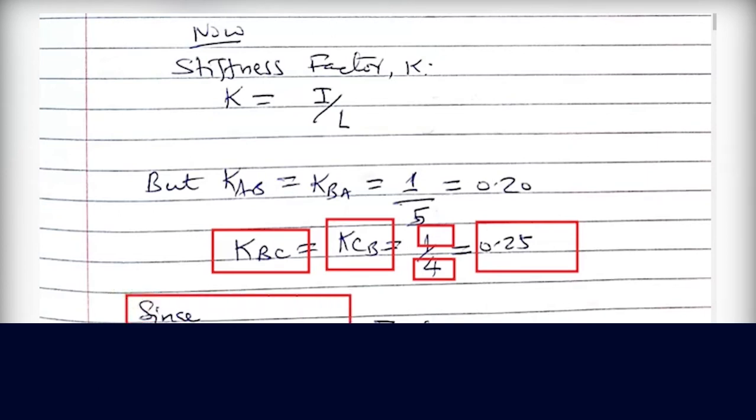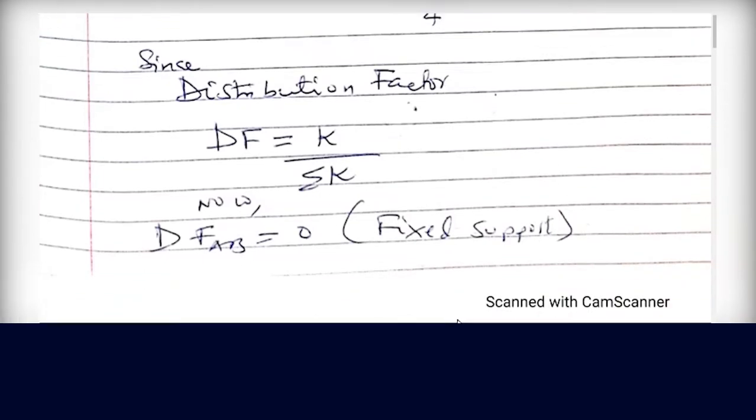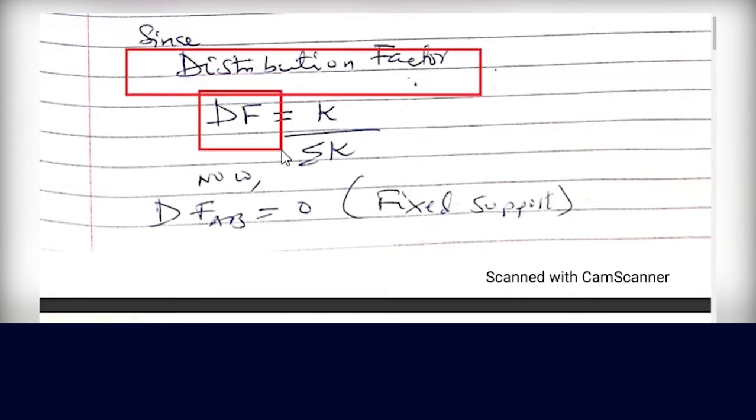Now we want to calculate the distribution factor for the moment distribution. We take the following consideration. The distribution factor, DF, should be equal to the value of K over the summation of the K at the support. So it depends on the support and how many members are connected. If there are two connected beams, for example, from a single support, you should take the summation of the left and right supports.